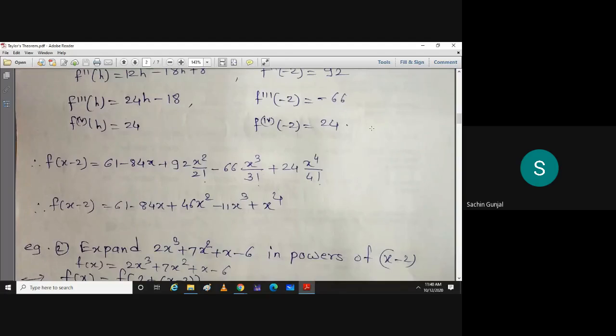It's 11:40. We'll go to the second problem tomorrow. You can note it down, or you can try on your own: expand 2x cube plus 7x square plus x minus 6 in powers of x minus 2. You can try on your own, and we'll see it tomorrow.